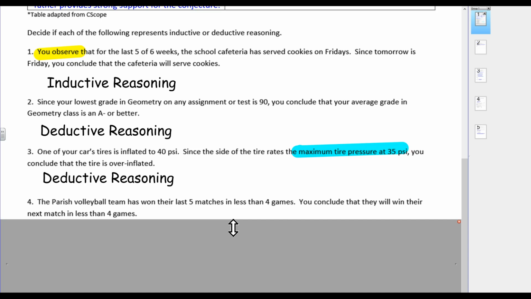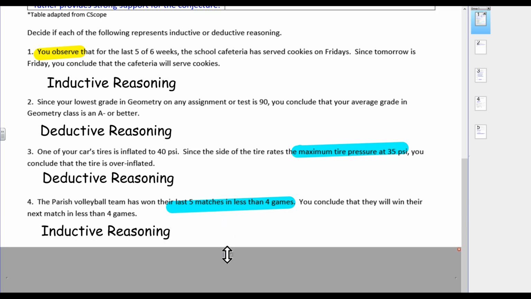This is your past observation. This is something that's happened in the past. While you may try to draw a general conclusion from that, and you can probably guess that they're likely to do well, you don't know for sure. They may come up against a team that's very much at a higher level than the teams they've played in the past, so you don't know for sure they're going to win their next match in 4 games or less. So this is inductive reasoning, because it's based on your own past observations.